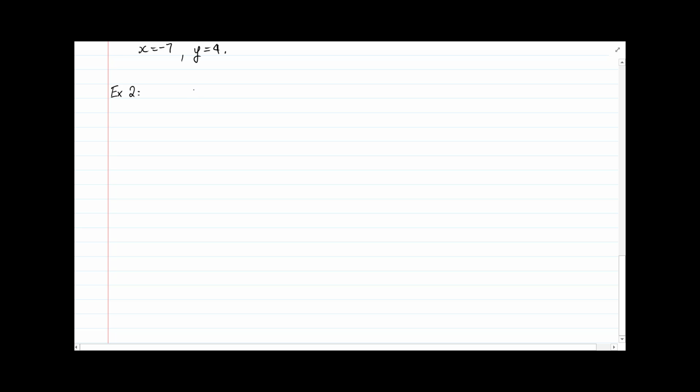So this second example looks like this. x over 3 plus (2y minus 1) over 5 is equal to 4, and that will be equation 1. The second equation will be 2x plus (7 minus y plus x) over 4 is equal to 29, and that will be equation number 2.